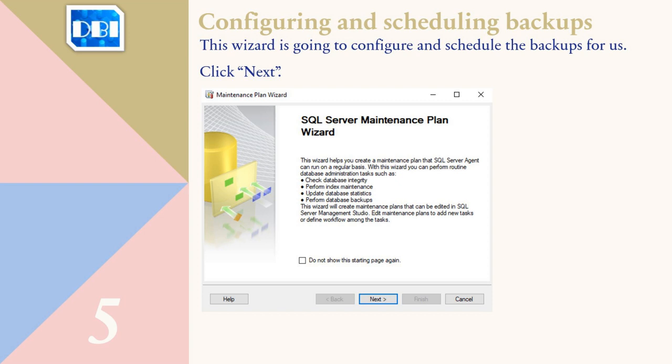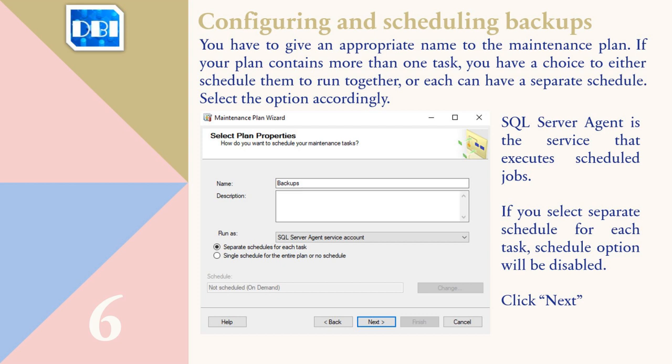Click Next. You have to give an appropriate name to the maintenance plan. If your plan contains more than one task, you have a choice to either schedule them to run together, or each can have a separate schedule. Select the option accordingly. SQL Server Agent is the service that executes scheduled jobs. If you select separate schedule for each task, schedule option will be disabled.